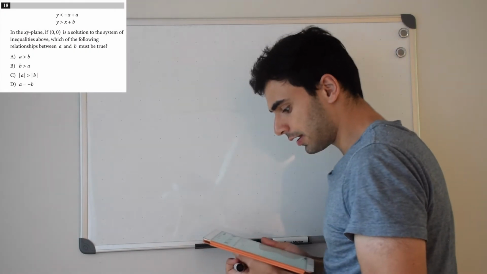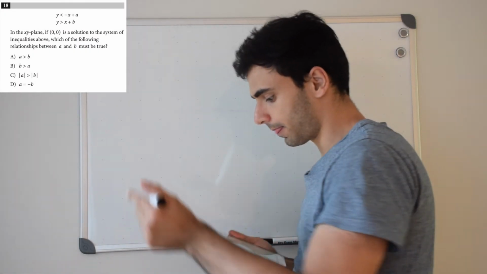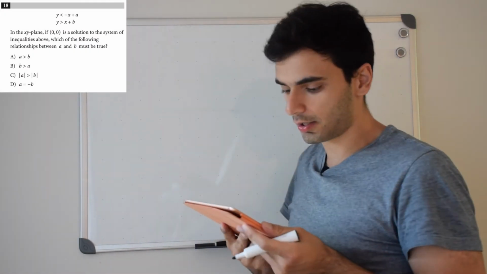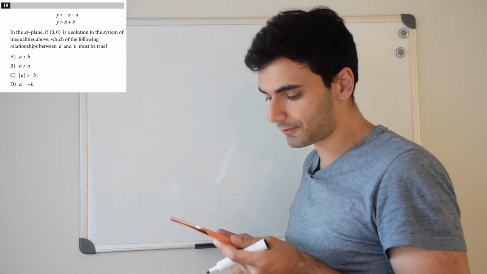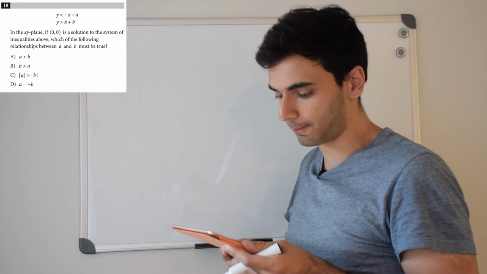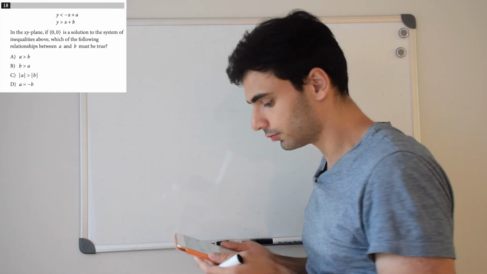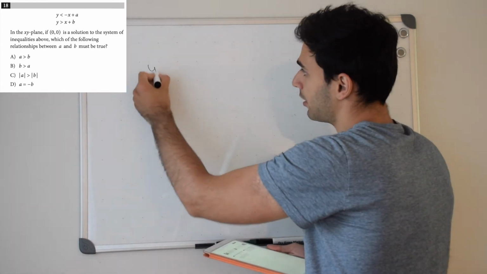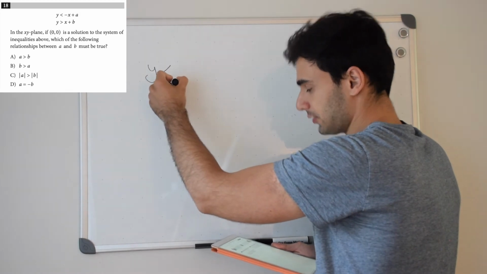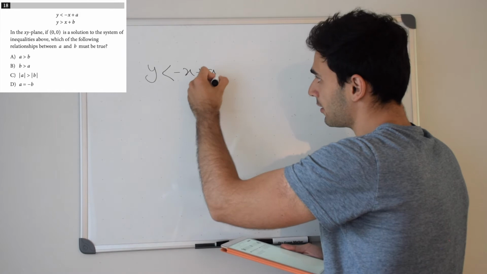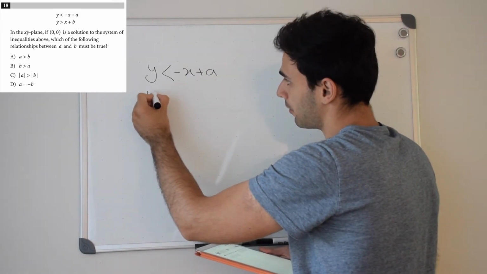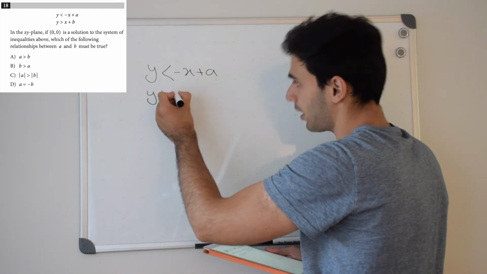Alright, in the xy plane, if (0, 0) is a solution to the system of inequalities above, which of the following relationships between a and b must be true? So we have y is smaller than minus x plus a, and here we have y bigger than x plus b.